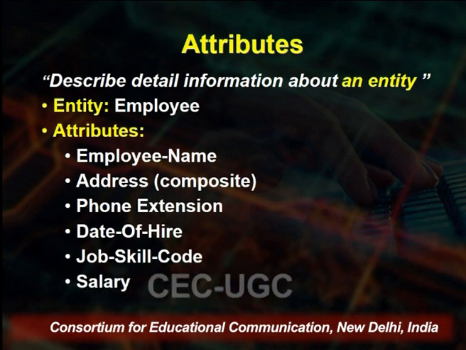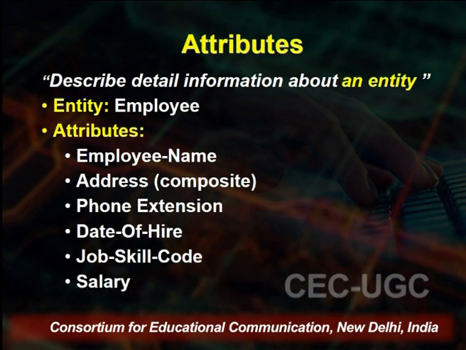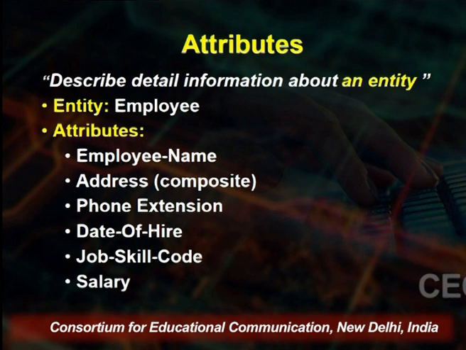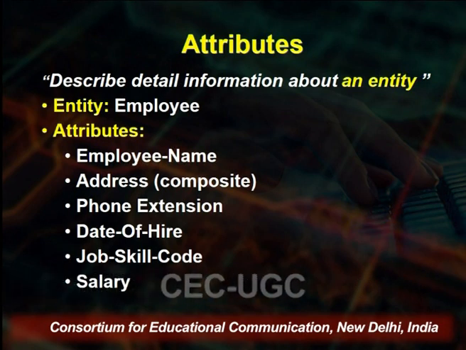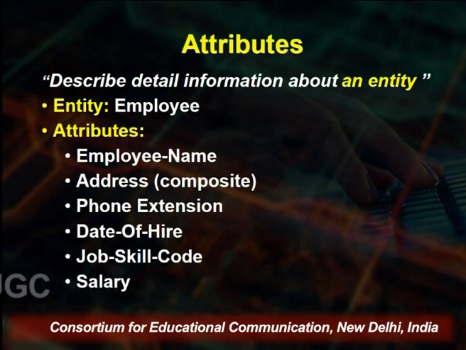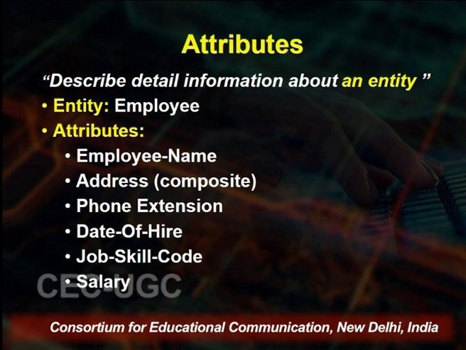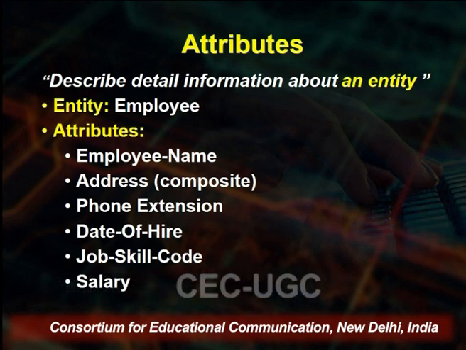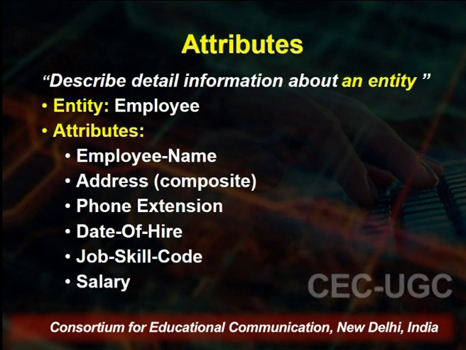Now let us take example of an employee. The example of a student we have seen just now. Now let us take the example of an entity employee. What all could be the attributes of this entity? One is the employee name. Obviously there is going to be an employee name, then an employee ID, then an address, which is going to be a composite attribute. Now what is this composite attribute? I will be covering in a short while.